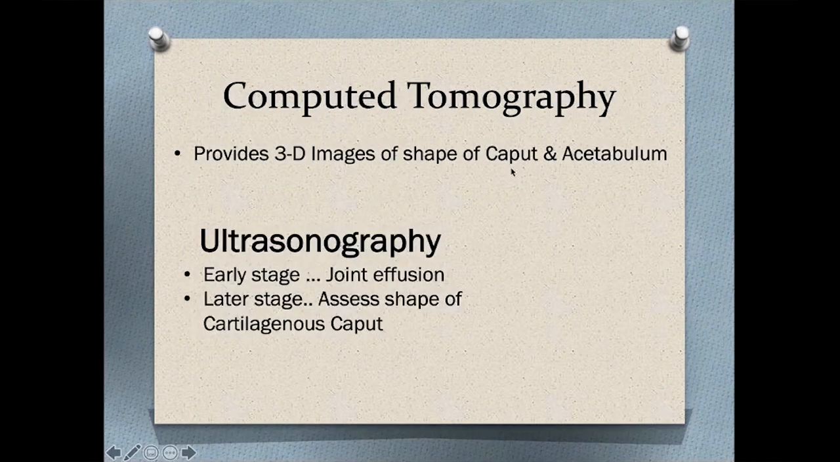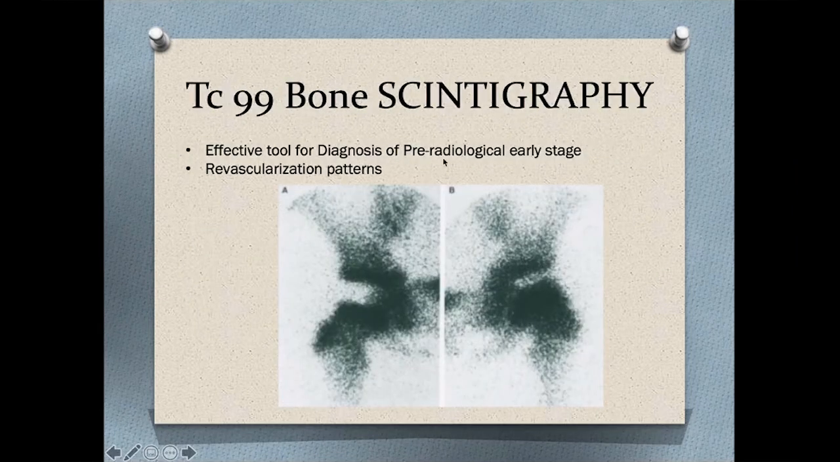And then there is CT. CT 3D images are also used, but in the later stages. When there is deformity, it will tell you about the acetabulum and the head size and shape. Some people use ultrasonography in the early stage when you find a joint effusion, to assess the shape and the cartilaginous head. Some people use the Tc99 bone scan, and it has less specificity as compared to the MRI. So mostly we use the MRI.